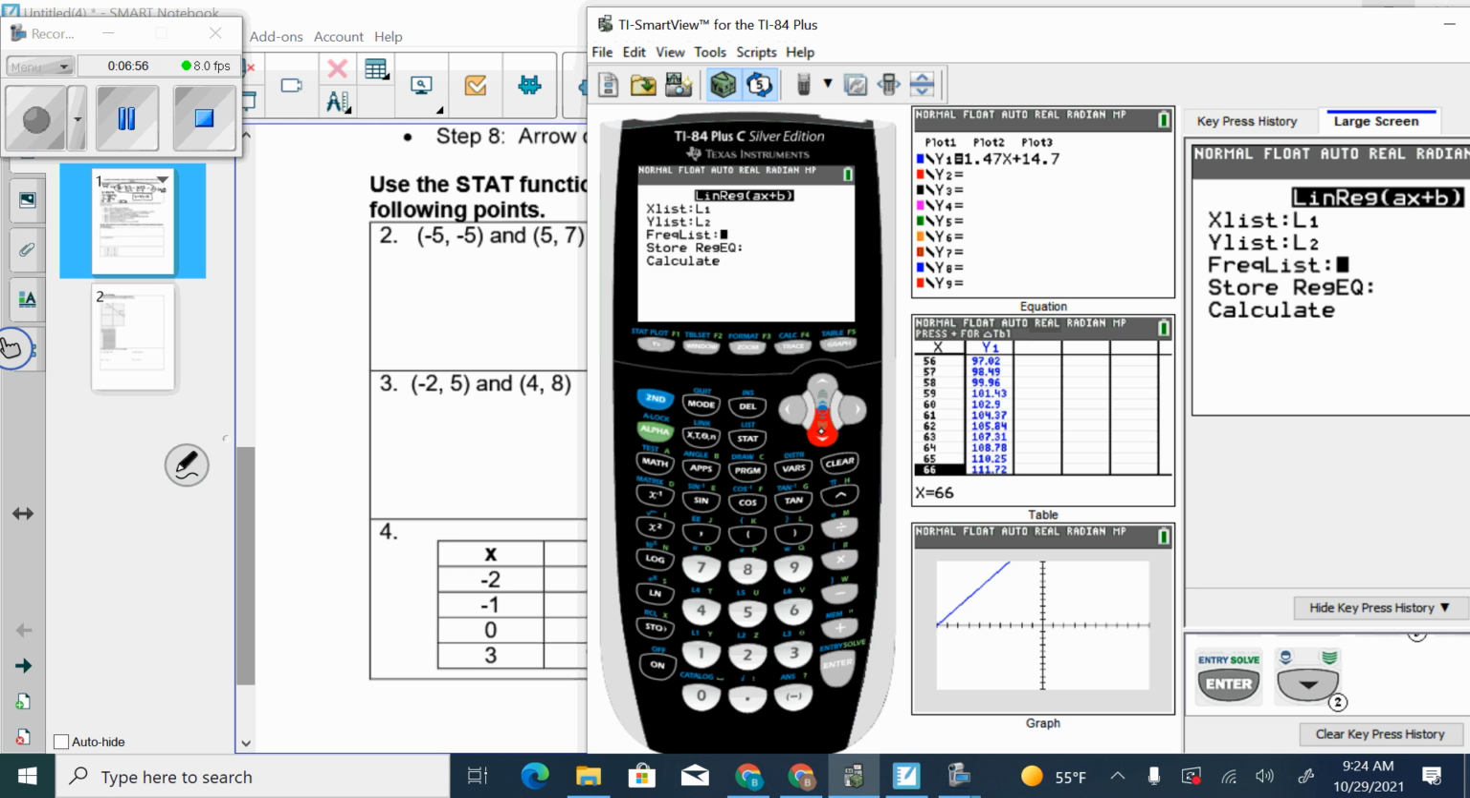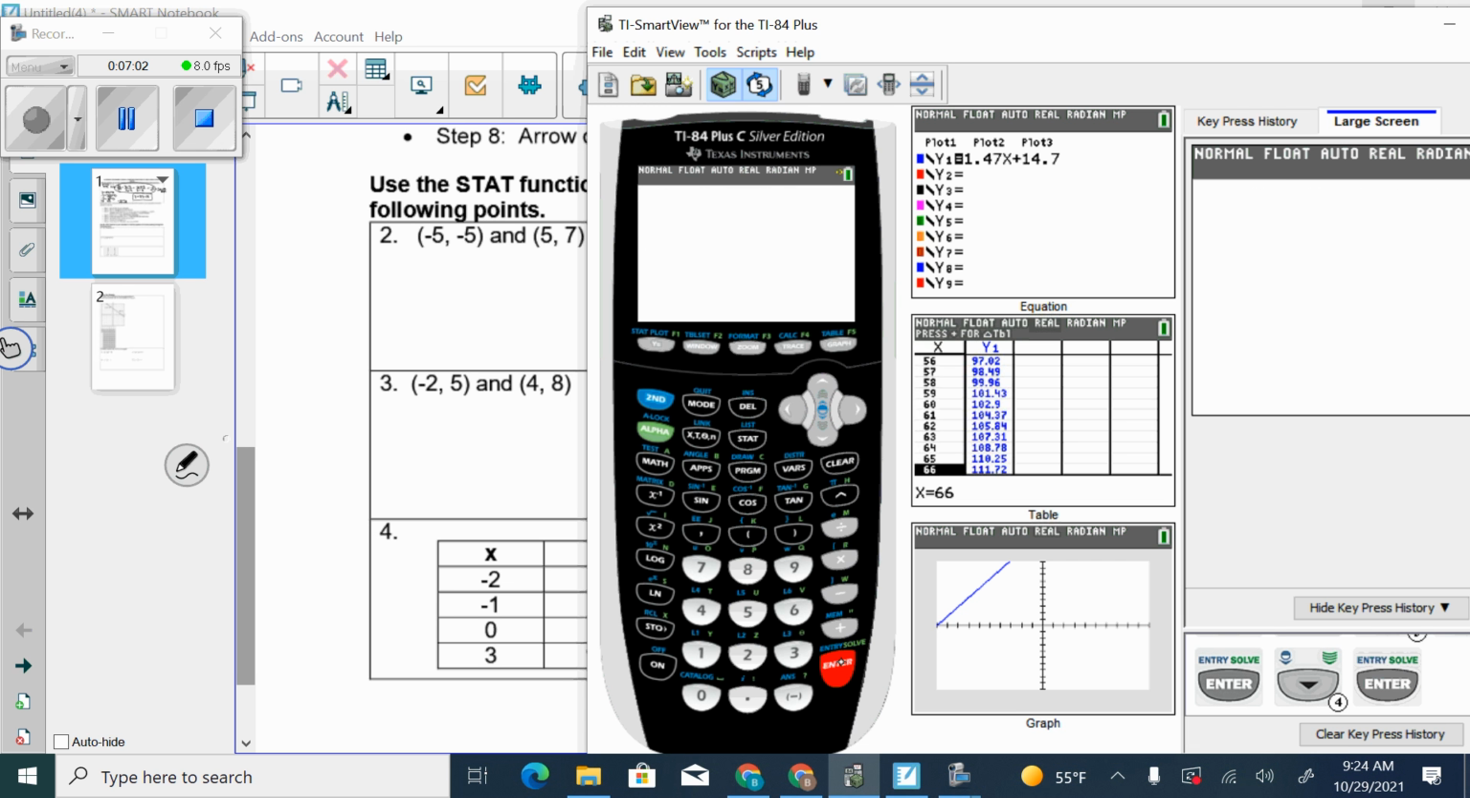Then it says arrow down to where it says calculate. Press enter. And then it finds the equation of the line for us. So a is what we usually say is m. That means the same thing. And our b, they gave us as well.